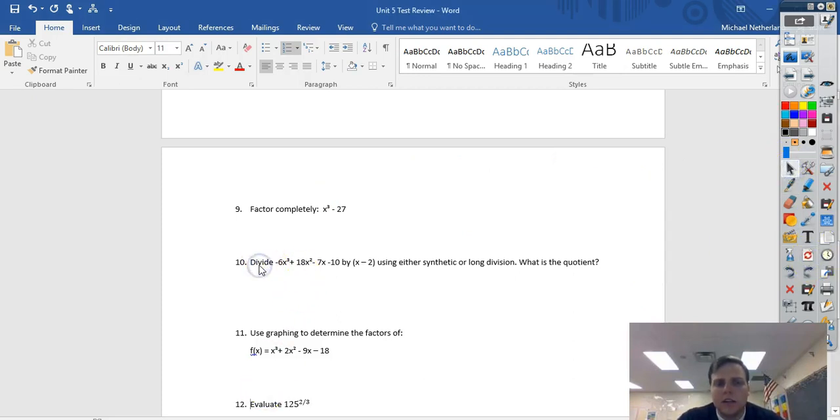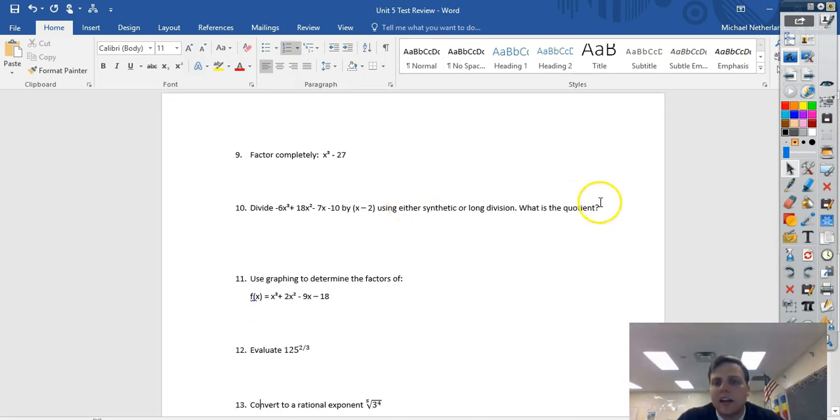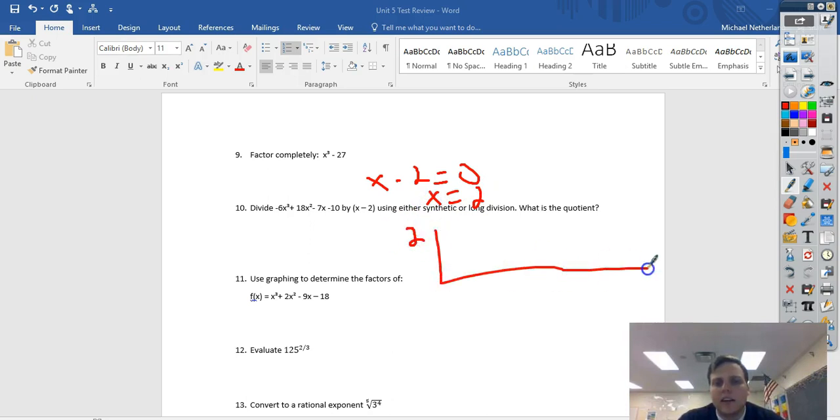Number 10, divide this by x minus 2. Great, we've already done a problem like this before. You should already be like, oh yeah, x minus 2, that's linear. So I can use synthetic division. Now, if you prefer long division, go for it. But I'm going to say x minus 2 equals 0, and I'm going to get 2. So then I know that 2 is the number I use for my synthetic division.